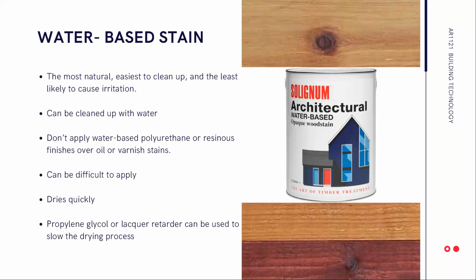And then it can be difficult to apply. It dries quickly, meaning if you misplace it, like a varnish, if you wipe it right away, it will cause splotching. And then propylene glycol or lacquer retarder can be used to slow the drying process so it won't dry too fast and won't cause that much splotching.